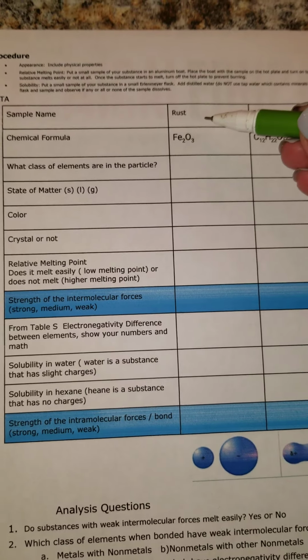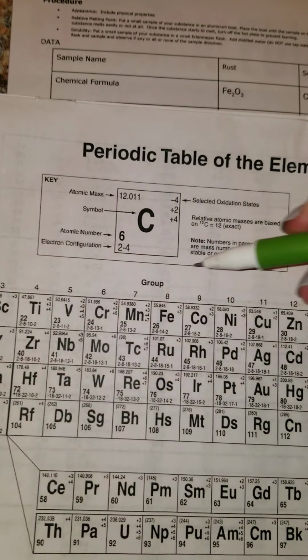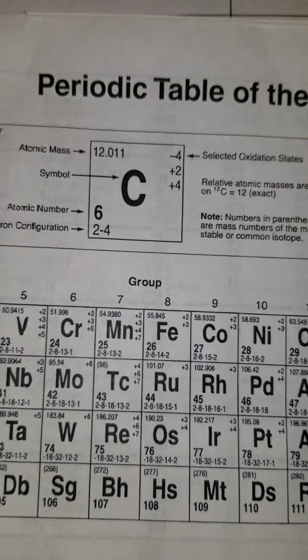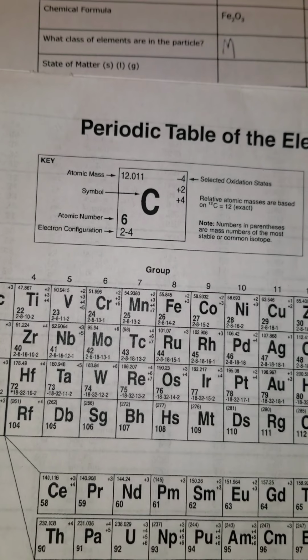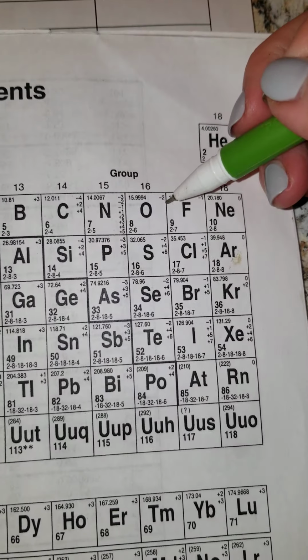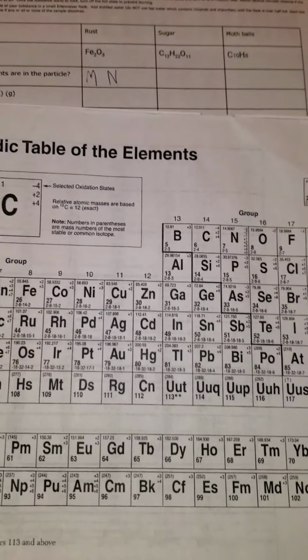So we're going to take a look at rust. Fe is our first element. Let's look it up. Fe is here. It's over on the left side, so that is a metal. O is over here on the right side of the zigzag, so that is a non-metal.